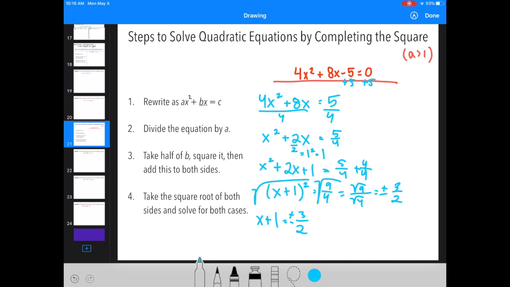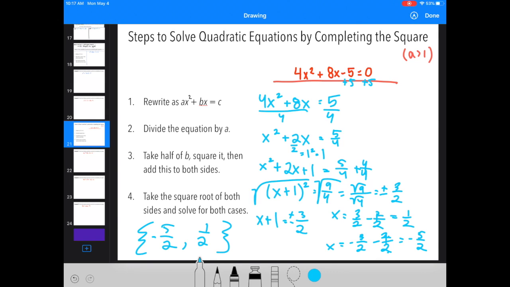My last step is to solve for x. So I have x equals 3/2 minus 1, or x is equal to negative 3/2 minus 1. 1 is the same as 2/2. So negative 3/2 minus 2/2 gives me negative 5/2. 3 minus 2 all over 2 is equal to 1/2. So my final answer for x is negative 5/2, comma 1/2.